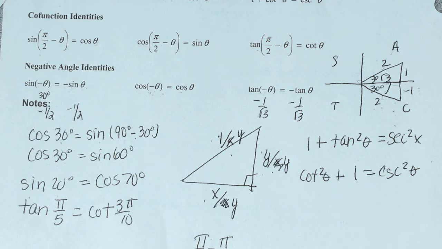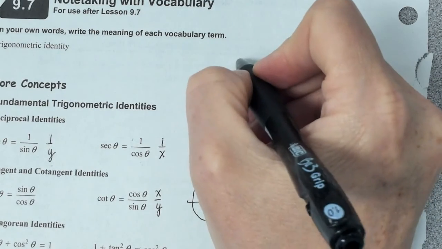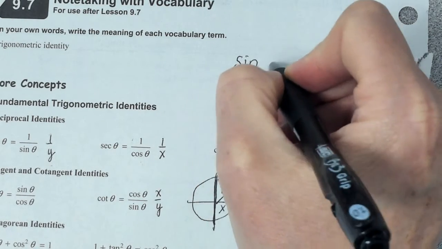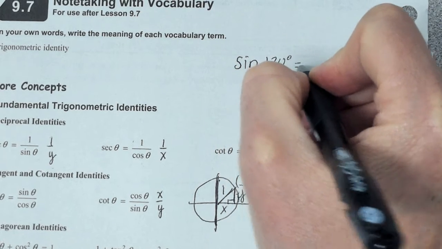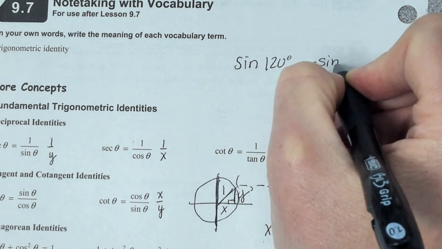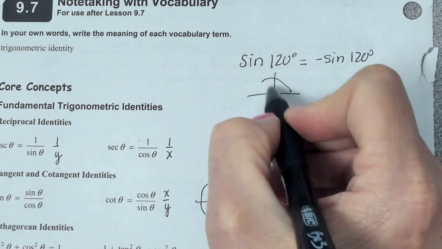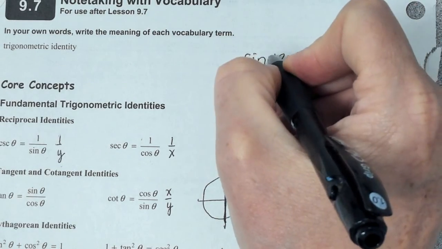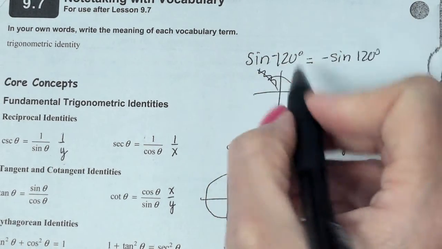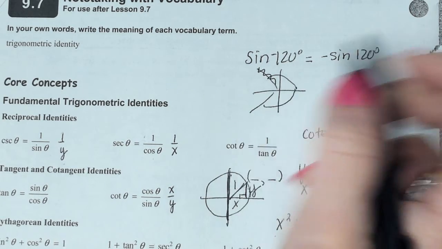That is a good question. Let's test it and see. All right, so let's see if the sine of 120, I'll just do it in degrees, would that be equal to negative sine of 120? So let's draw a picture. Sorry, I was thinking wrong. So this negative 120 would go here, and then 120 would go here. So yeah, that would work.